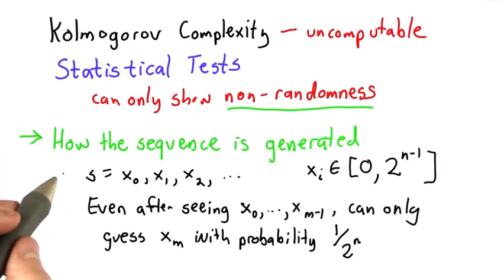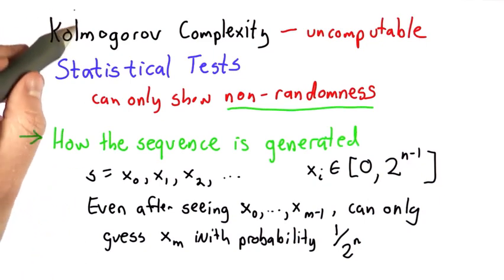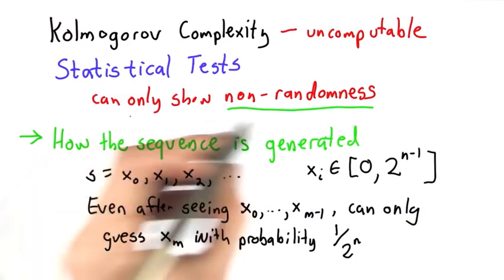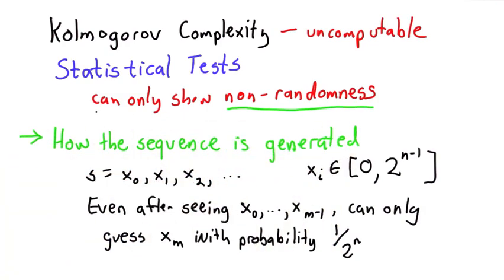If we're going to get that property, we can't do it by using Kolmogorov complexity, because that's uncomputable, and we can't do it with statistical tests, because they can only show non-randomness. The way we're going to try to achieve that is by generating the sequence in a way that produces values that are unpredictable to the attacker.